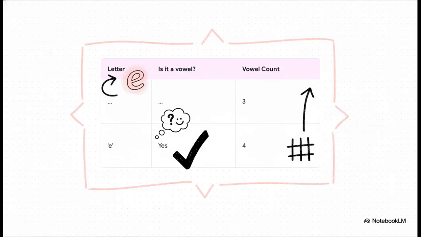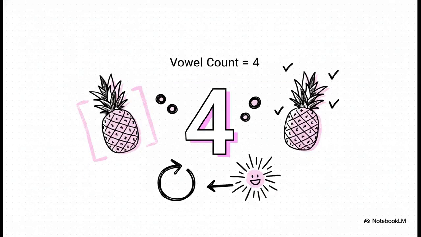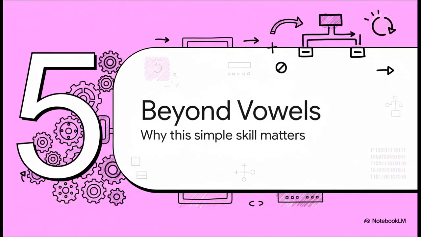And for the grand finale, the very last letter, E. Is it a vowel? Yes, it is. The count ticks up one last time to 4. And that's it. The loop has gone through every single letter and its job is done. The final value sitting inside our vowel count variable is 4. Our program worked perfectly. So you might be thinking, that was a whole lot of work just to count to 4. And, well, you're not wrong.